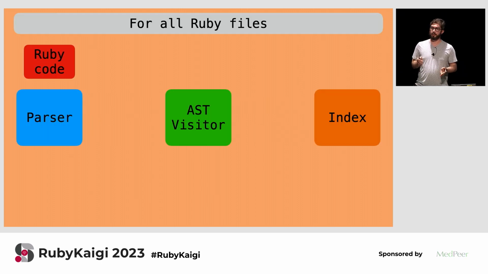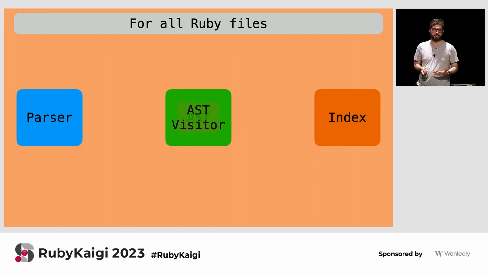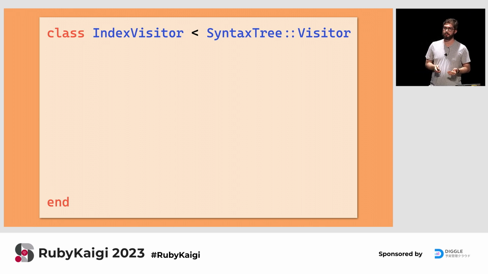For the initial indexing, what we want to do is for all Ruby files available in the load path, read the contents of that file, so get the Ruby code, parse it into an AST, use a visitor to extract all of the class declarations found inside of that AST, and then feed the classes to our index, which will store the information for us when we need to access it during a go-to-definition request. The first step will be implementing the visitor, so the thing that will extract the class declarations from any particular AST. And for that, we're going to be using syntax tree.